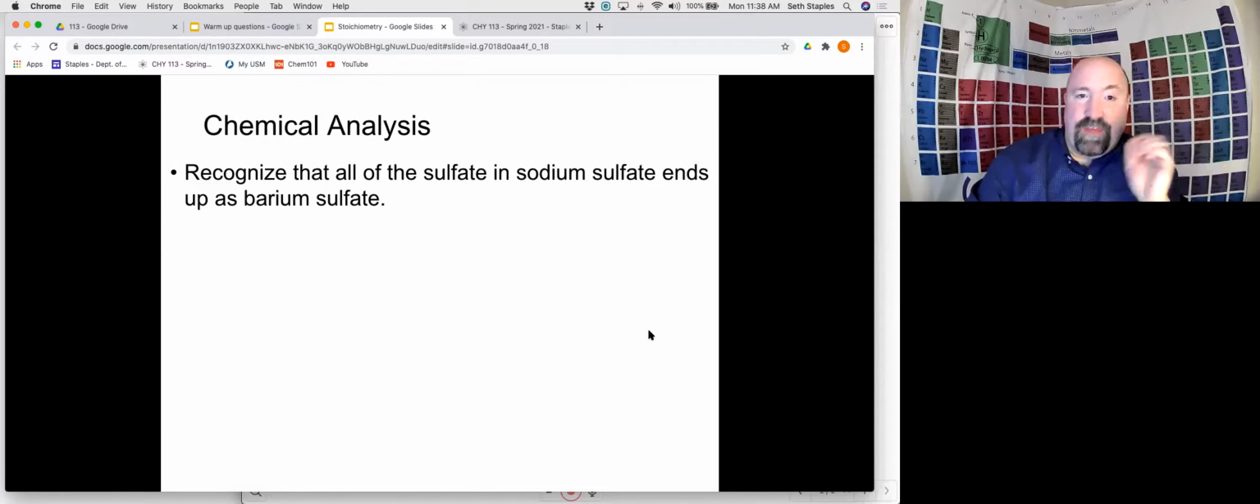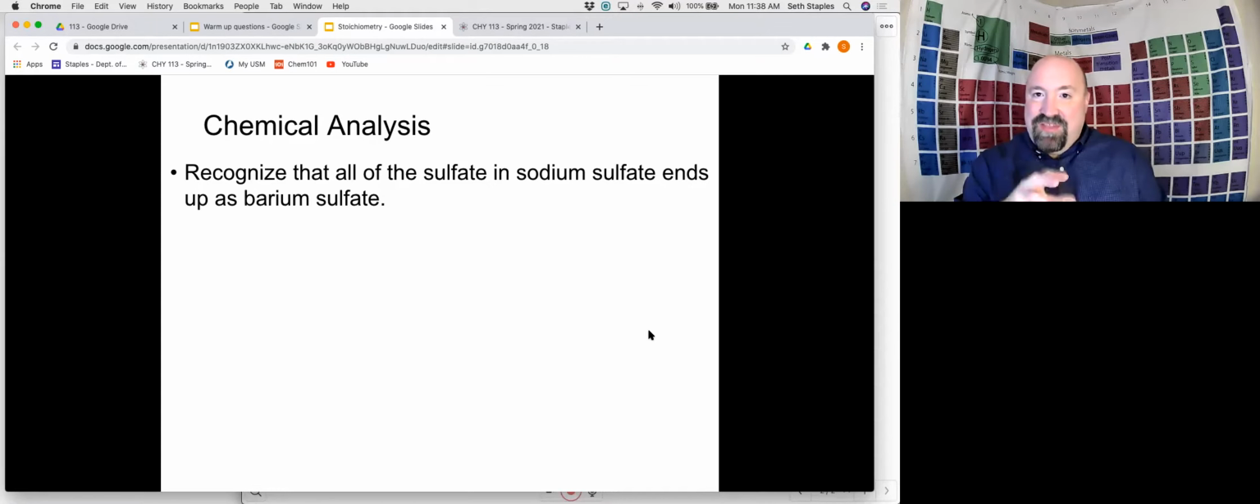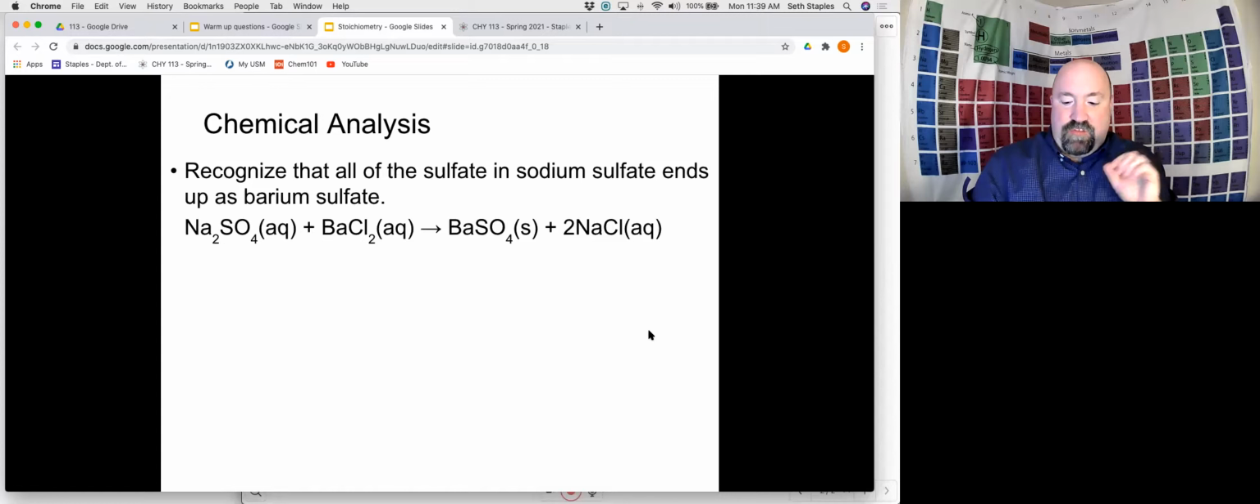The key to this is recognizing that all of the sulfate that was in the sodium sulfate is going to now end up as barium sulfate. The sodium sulfate is our limiting reactant. We add more than enough barium chloride; it would be far in excess in this type of analysis. So we make sure that all of the sulfate that was in the sodium sulfate initially is going to precipitate out as barium sulfate. And that's just the chemical reaction that we showed earlier.